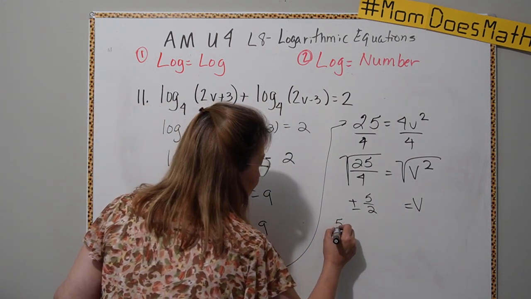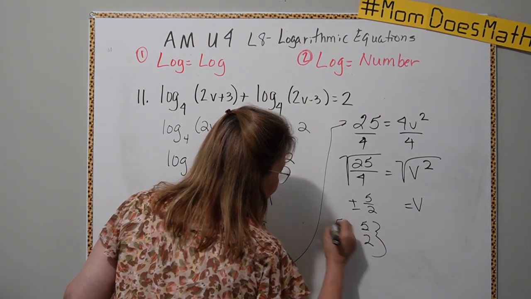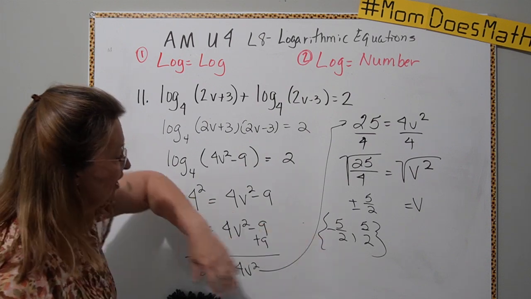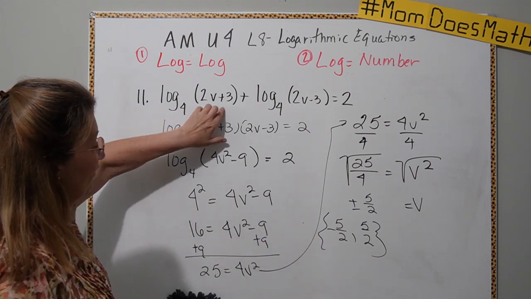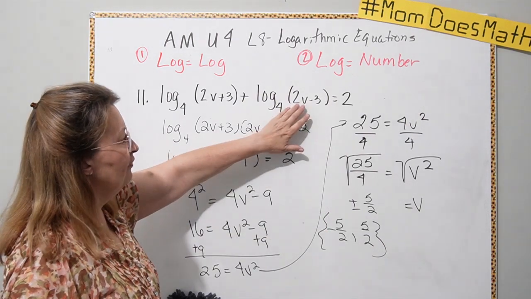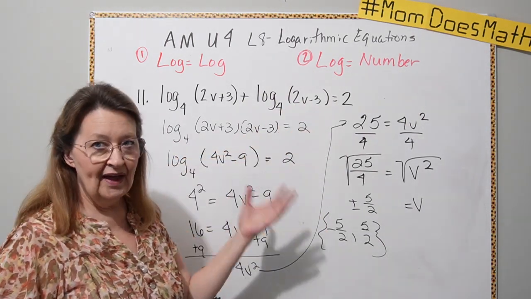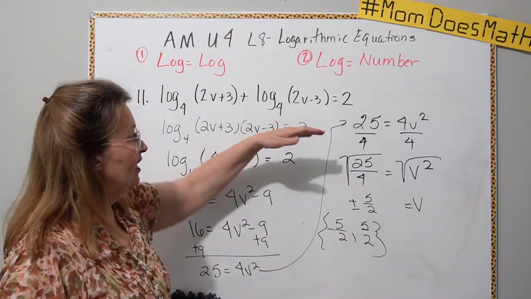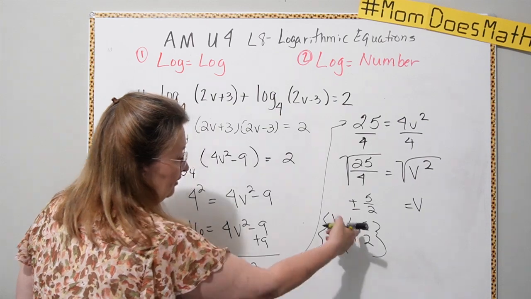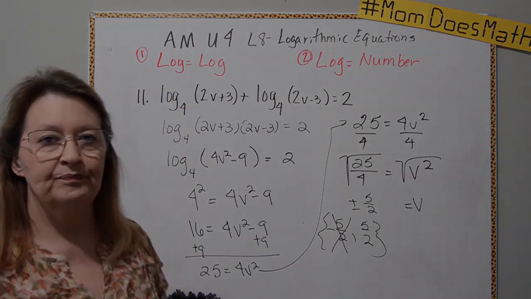So if I have -5/2 and +5/2 as possible answers, now when I come up here to look at my logs, first let's check the -5/2. I don't even have to look at the number: if I put a negative number in here and then I subtract a number, that number is going to stay negative. So that means my argument is going to be negative, and that's a no-go. So the only answer that works here is the 5/2.